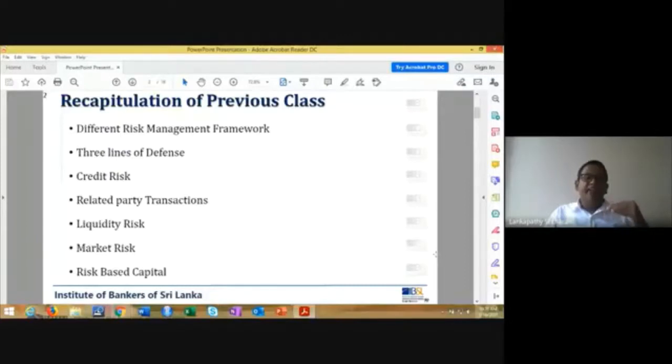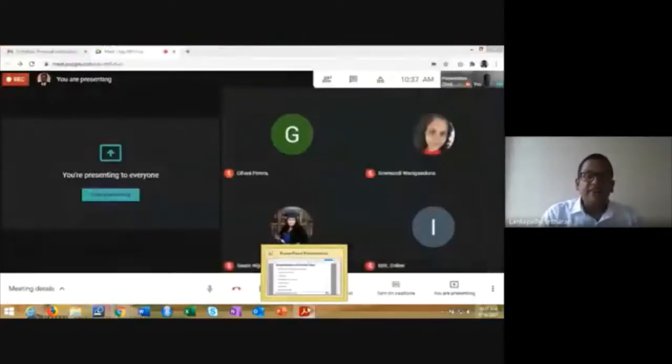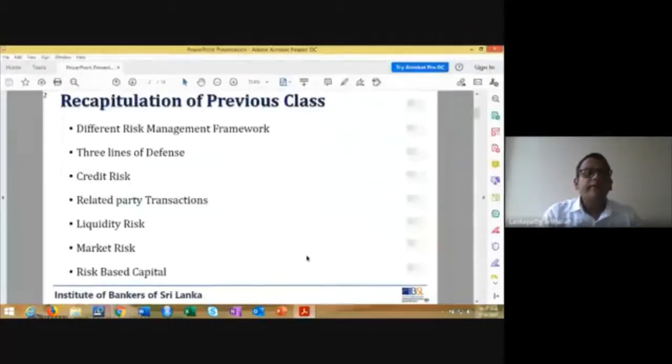Under the liquidity risk, of course, we have studied about the ALCO, the Asset and Liability Committee, which is responsible to manage the interest rate risk and market risk of the banks and financial institutions. And after that, we studied about the market risk. We didn't study much about the market risk, because market risk has 2 components, the interest rate risk as well as equity price risk.